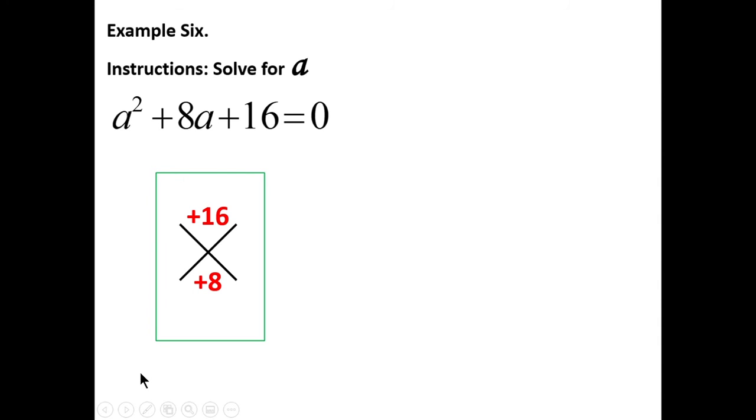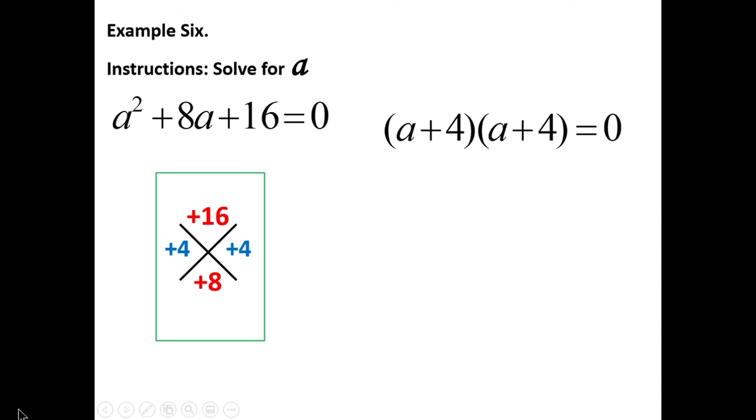And you can pause the video while you think about that, or here we go. 4 times 4 is 16. Positive times positive is positive. And 4 plus 4 is 8. So here's your two factors. A plus 4 times A plus 4 equals 0.